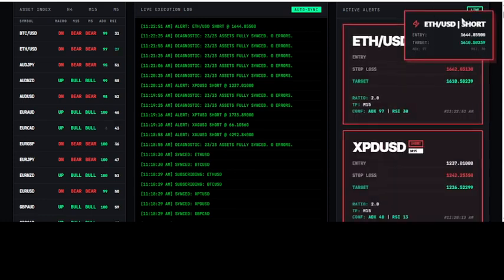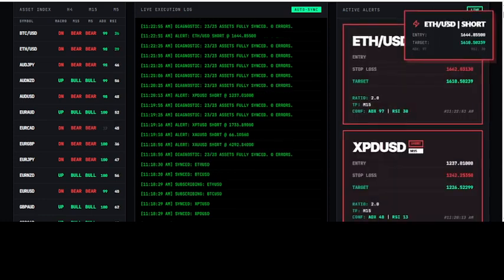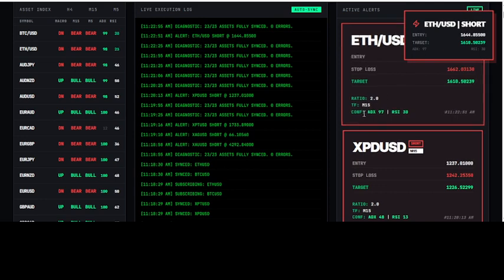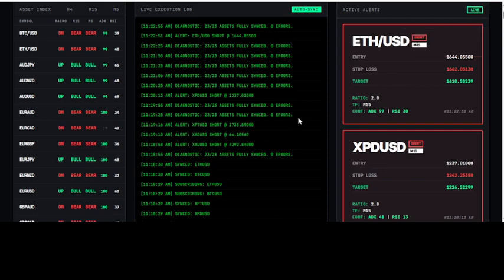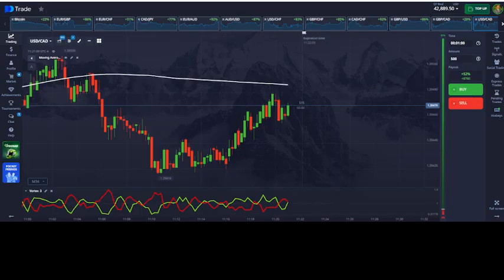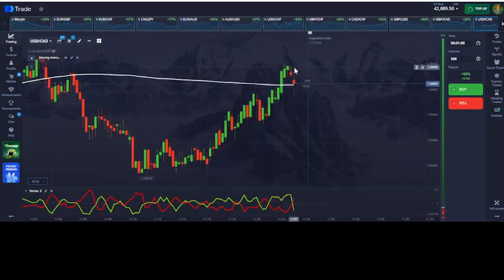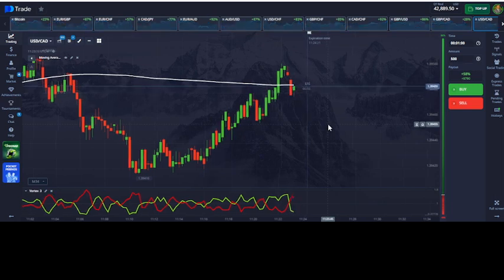Okay, so now we just received an Ethereum signal here. It's an Ethereum short on the 5-minute, on the 15-minute time frame. So I have my Pocket Option trading account set up here, and I'm going to be taking trades based on the recommendations of the signals from the quant engine. So let me pause the video and wait for a signal.